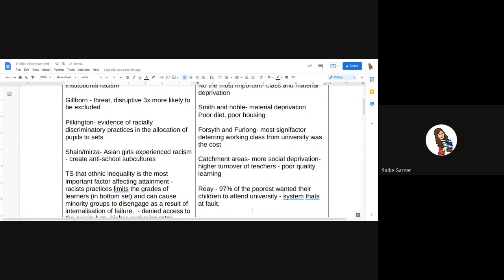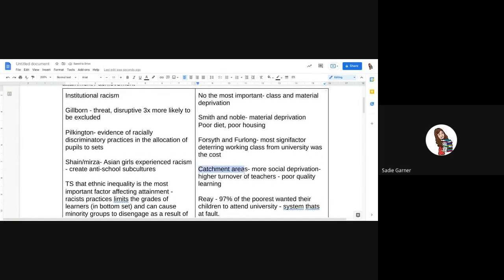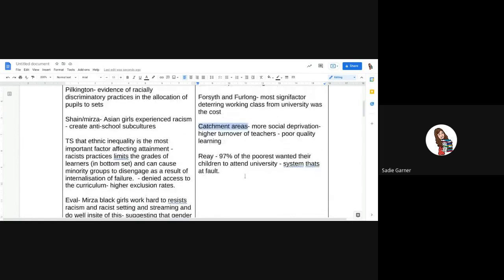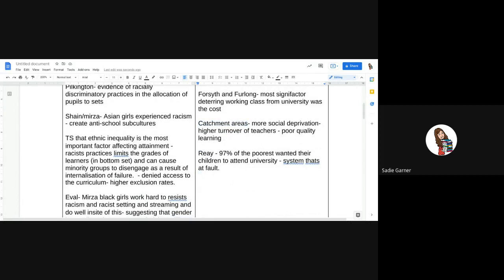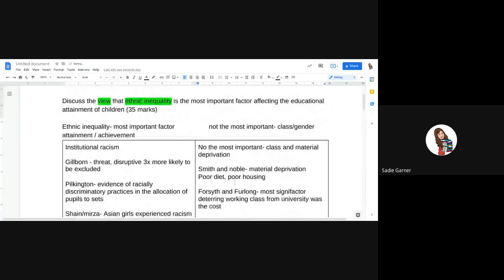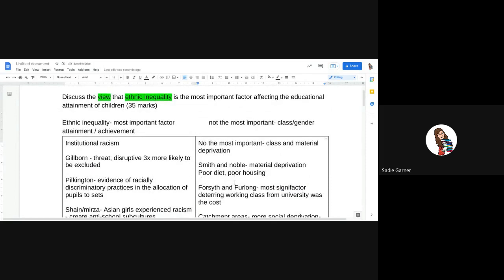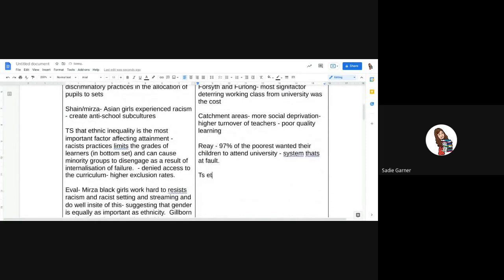Okay, got 3 sociologists. I like catchment area. It's really helpful. It's still knowledge, but I like 3 just to, so I'm trying to give my examiner a reason, find a reason not to give me full marks is where I'm headed here. So this shows, again, come back to the question, read it every time, that ethnic inequality is not the most important factor. Class or poverty is.